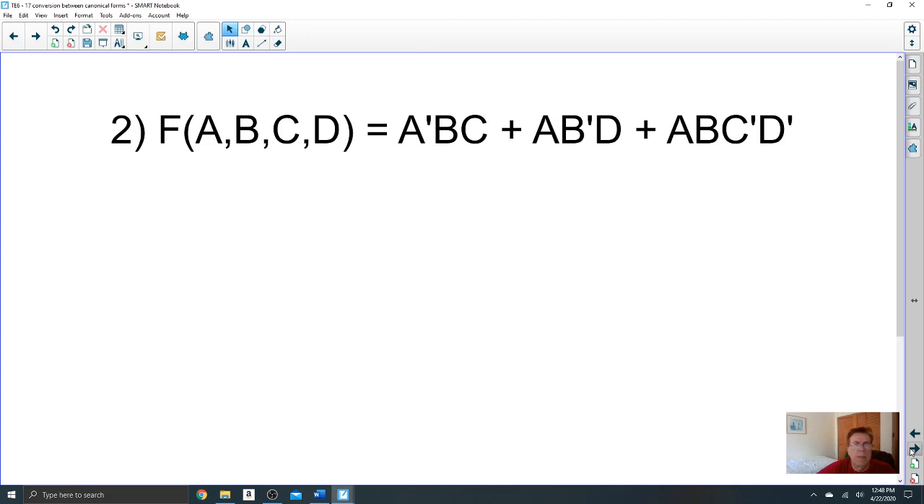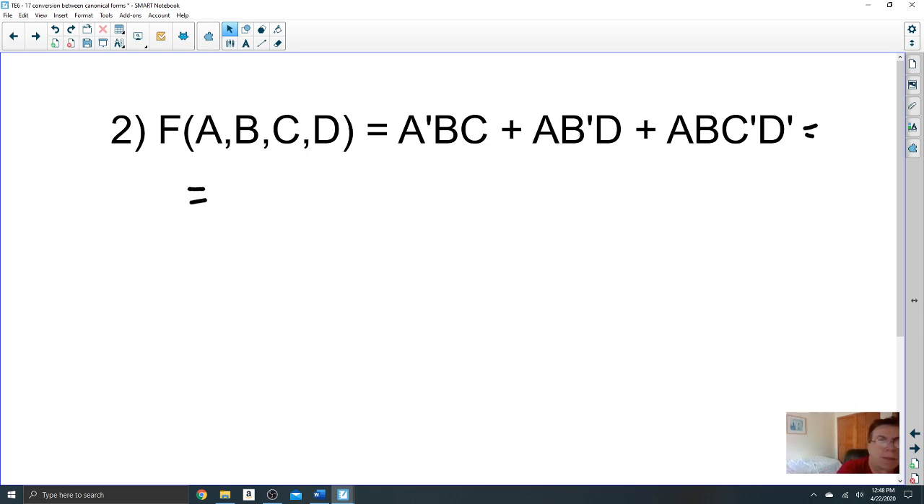Two more maybe. So let's see. We need to find maxterms again. Okay, these are almost minterms. The first term is missing one variable to become a minterm. The second term also is missing one variable, and the third term is already a minterm. So let's expand those first two terms into minterms.